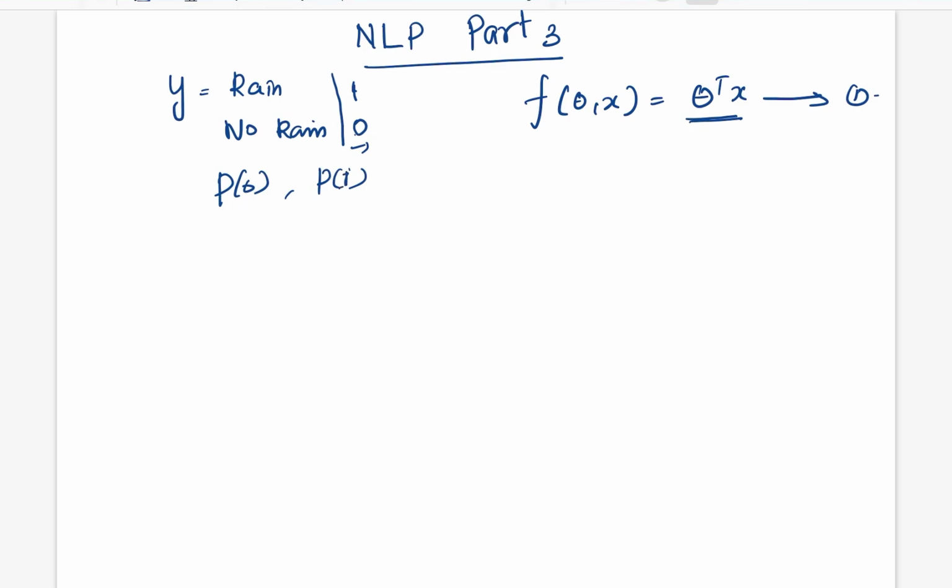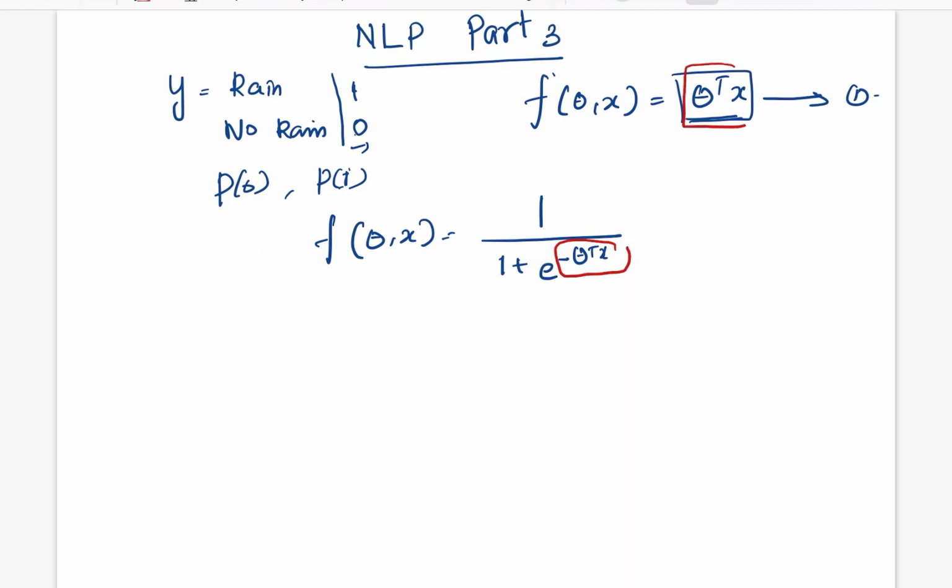The researchers redefined this function using the sigmoidal function. This is the linear function. The linear function is converted into the sigmoidal function using the mapping function f of theta of x, which is equal to 1 divided by 1 plus e power minus theta t x. This is the same term, theta t x, here and here, and this function converts the linear equation into the sigmoidal function. The sigmoidal function looks like this.